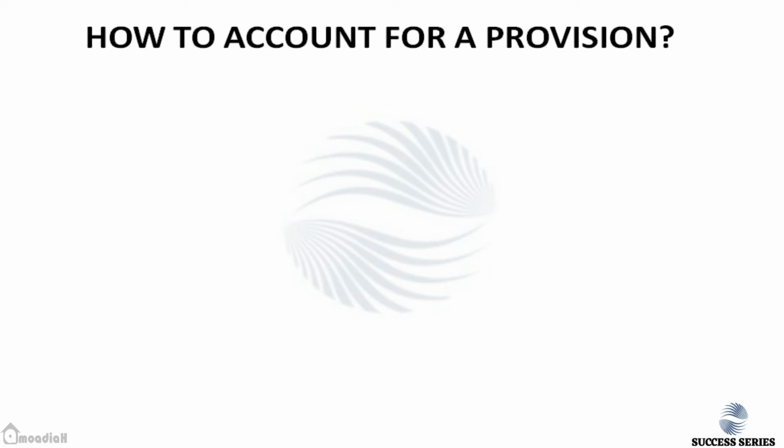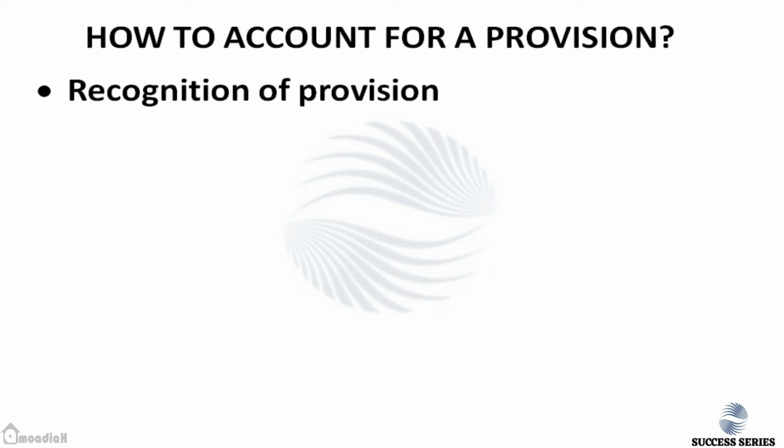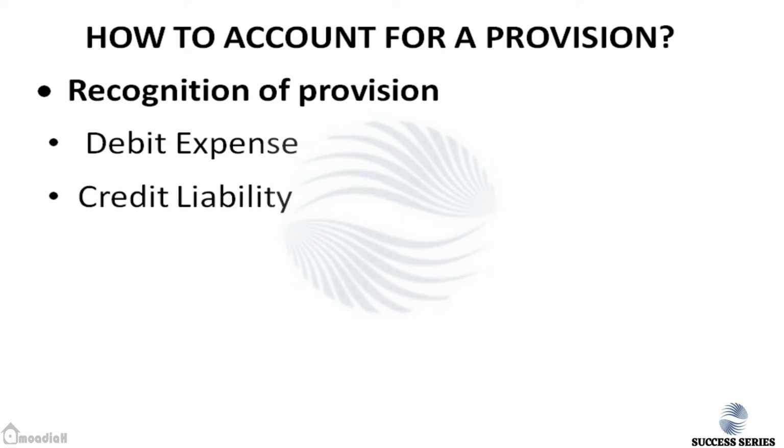Now, how to account for a provision? Here we are looking at the double entry principle in how we intend to recognize a provision based on events which may occur in a transaction. Let's first pick the first case, whereby we are recognizing a provision for the first time. One needs to debit expense and then credit liability. So here we debit the provision as an expense in profit or loss, and then you credit it as a liability, which will be shown in your statement of financial position.